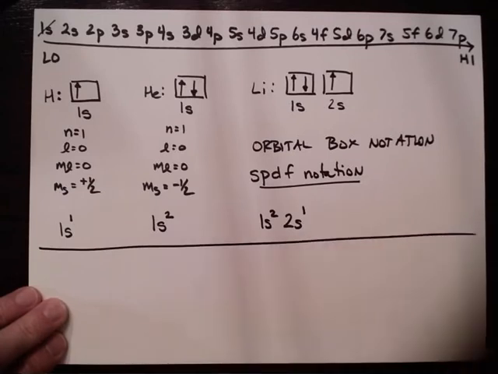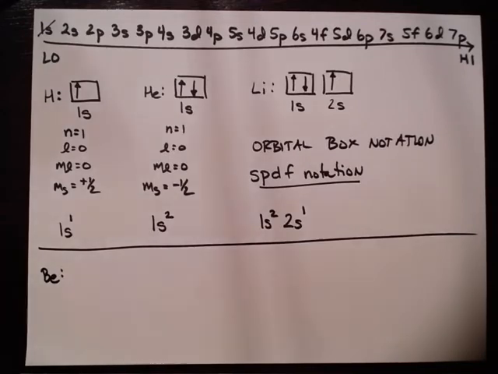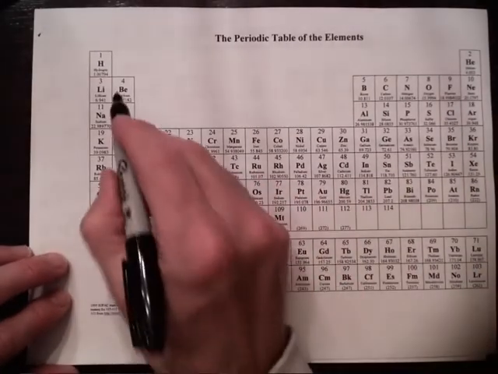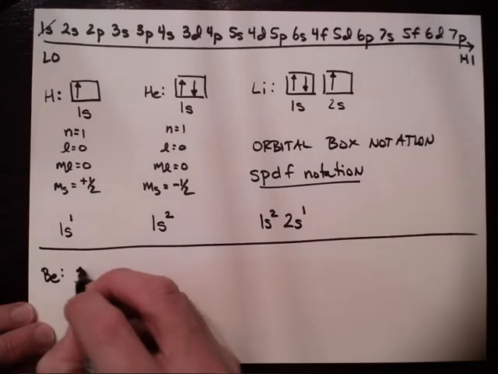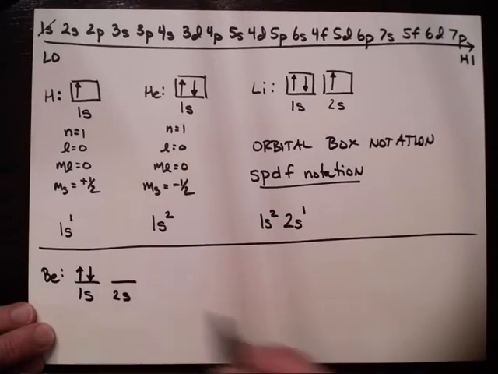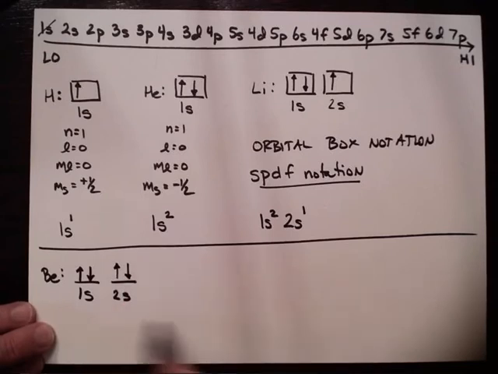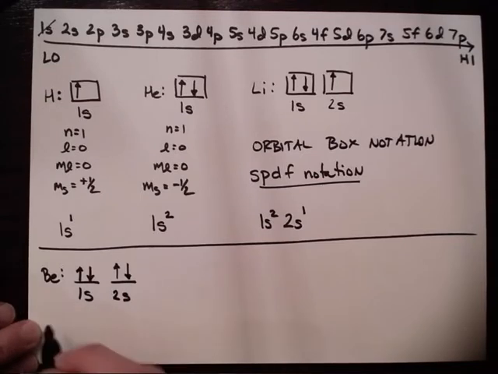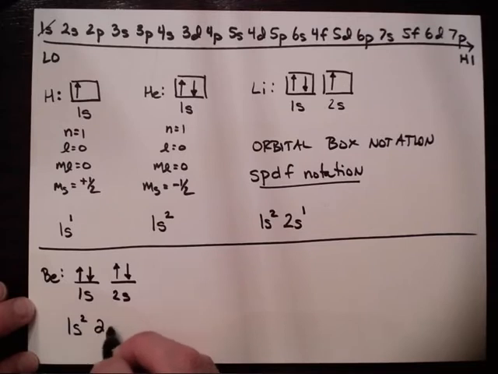All right, let's go up to the next atom, which would be beryllium. If we look at beryllium, we notice that we're going to have to fill 4 electrons. So we'll begin. 1s, we're going to put 2 electrons in to fill that. Once we've filled up the 1s, we're going to move up to the 2s, and we're going to stick 1 electron spin up, 1 electron spin down, and we've written the orbital box notation for a beryllium atom. We can also write the spdf notation as 1s2, 2s2.